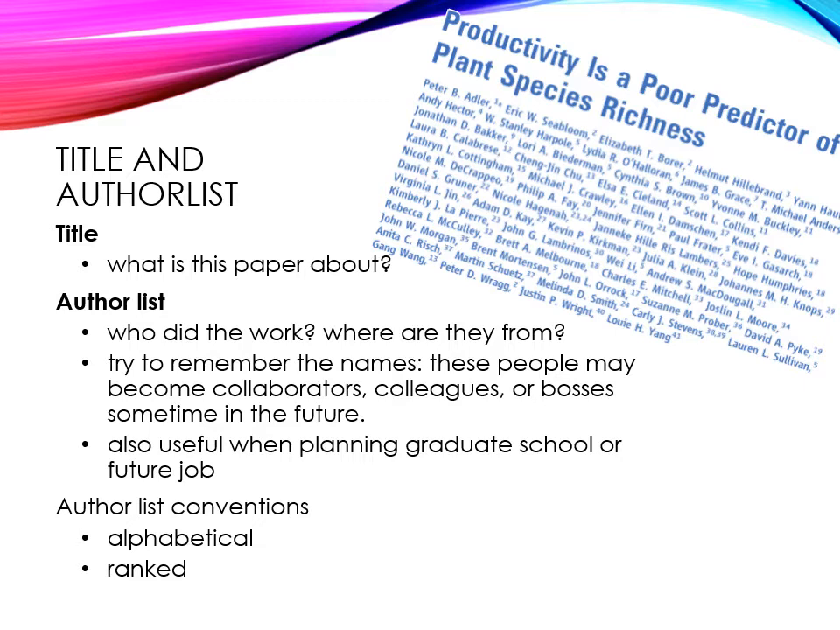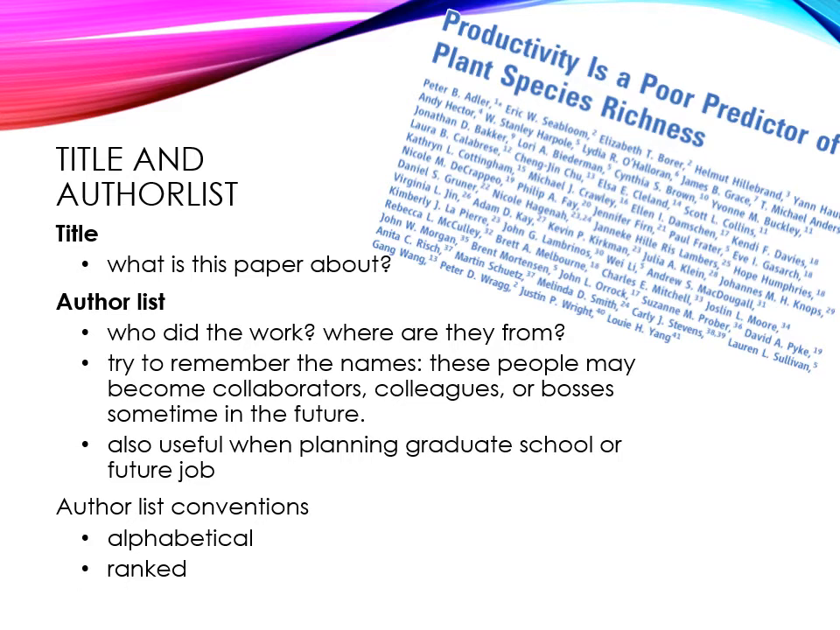First thing you look at, of course, is the title, and that's just going to tell you what the paper's about. And then there's a list of authors, and it will give you the author's name, and then in a footnote, it'll tell you where they work, where they're from. This might be useful for you in the future.